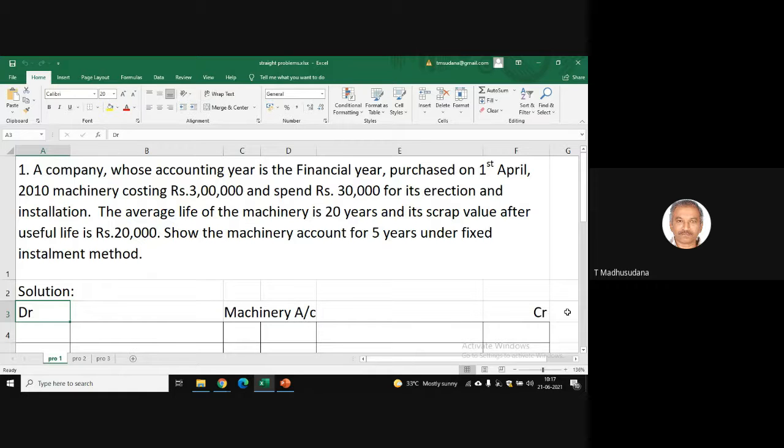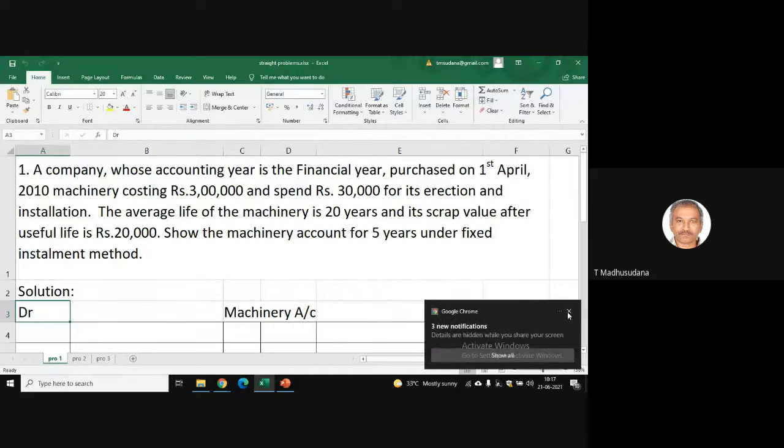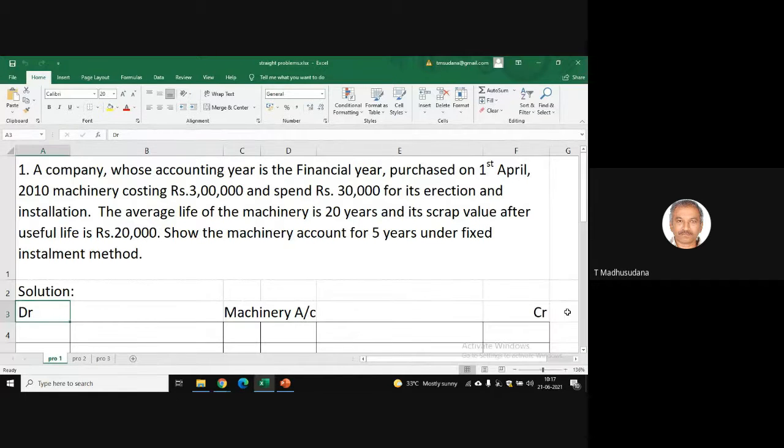So in the depreciation problem, we have to prepare the asset account. Here asset is machinery. In this problem, cost of the machinery is given, life of the machinery is given, scrap value is given. If this information is given, which formula is to be used? The second formula, that is cost of machinery minus scrap value divided by average life of the machinery. That formula is applicable to calculate the annual depreciation under this method.